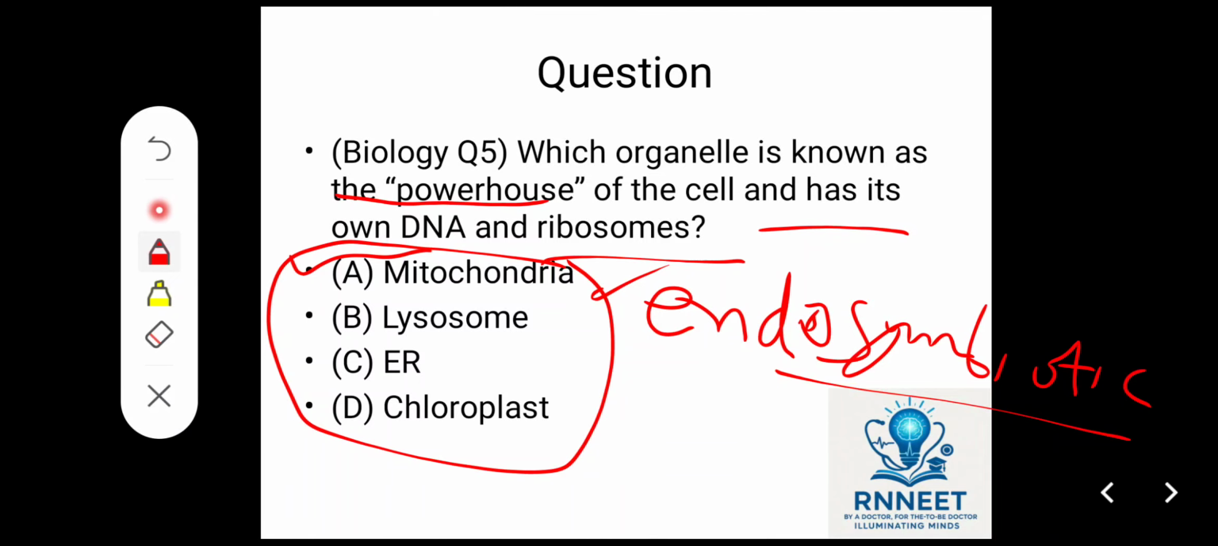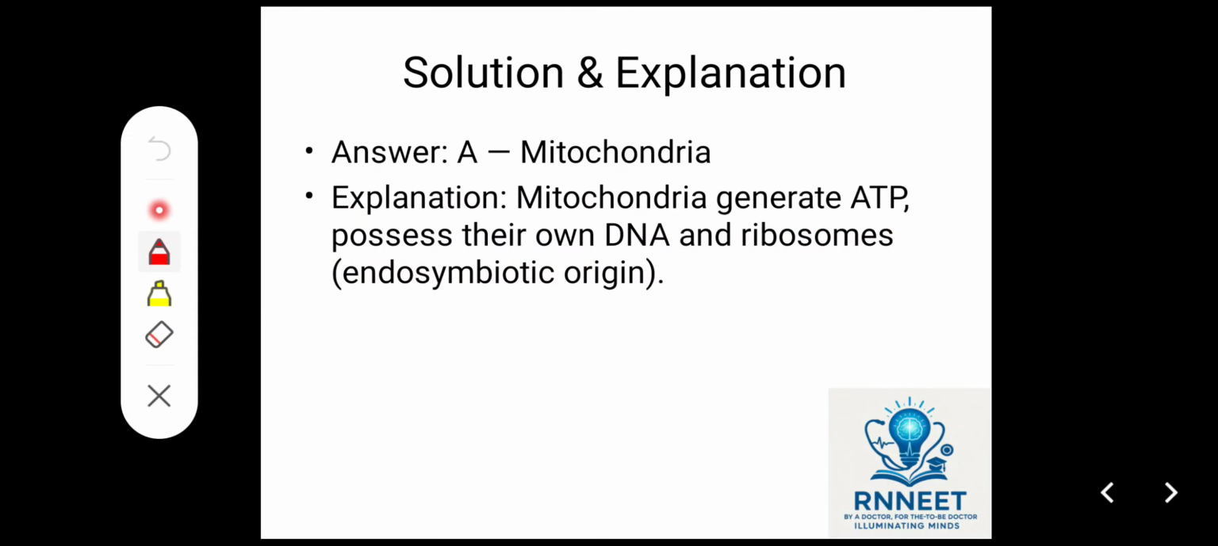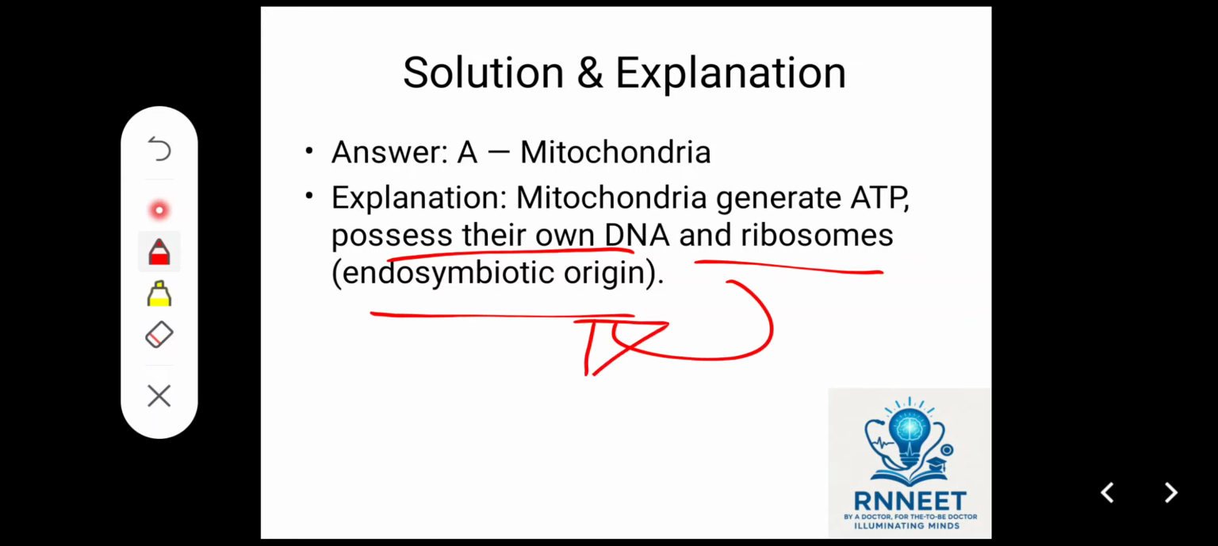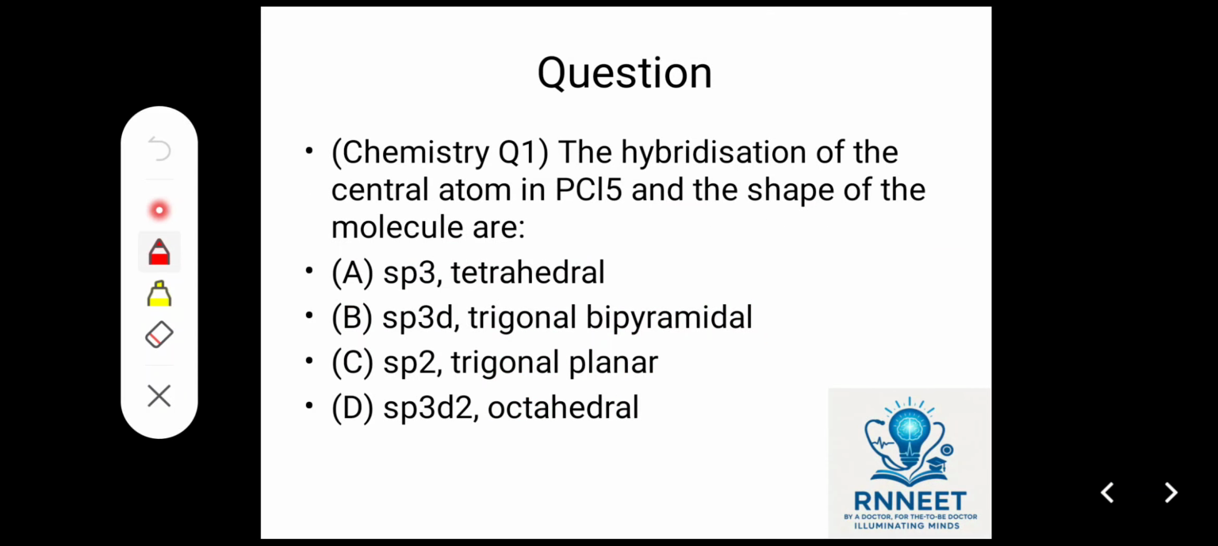The answer is mitochondria again. Why? Because it has its own DNA and ribosomes. That is what is the question here. Having their own DNA and ribosomes means they are endosymbiotic. So mitochondria is also endosymbiotic. This could be a very rare question which could be asked. Perfect. We go to some chemistry 5 questions next.